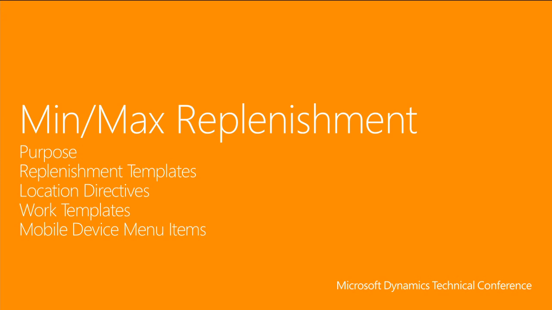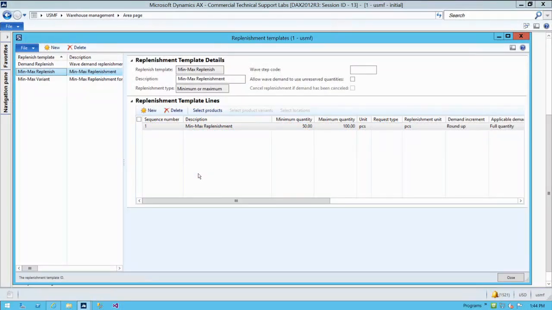So under warehouse management setup, replenishment templates. We'll select min-max replenishment. And with this replenishment template, what you'll notice is that there's a grid here in the middle. Okay? This is how I define what the minimum and maximum stocking levels are for certain products at certain locations. It's done in a couple different ways.